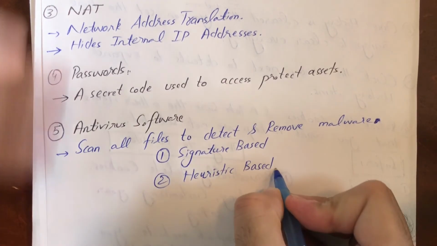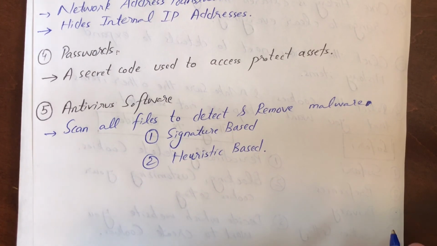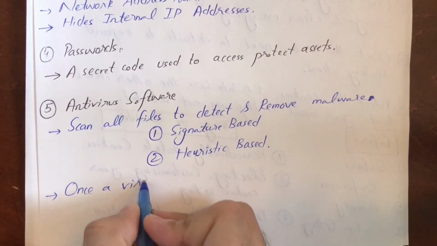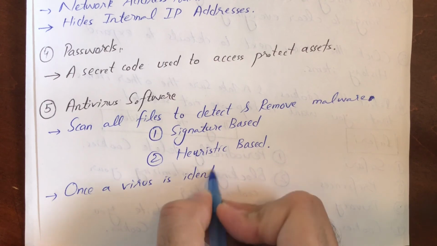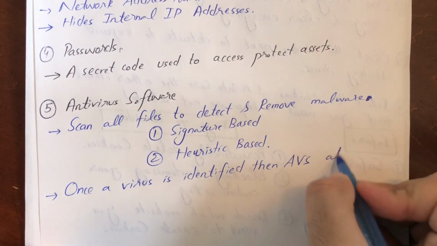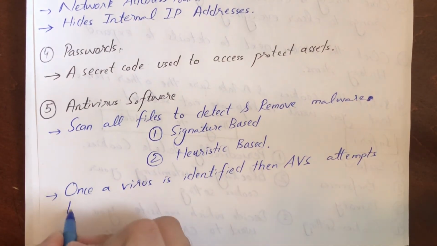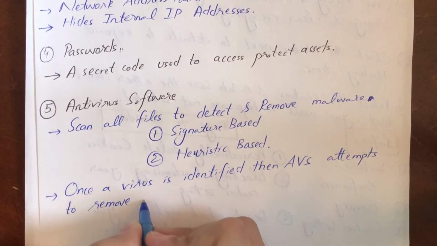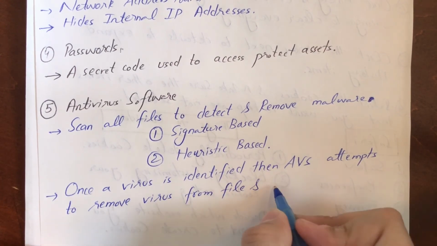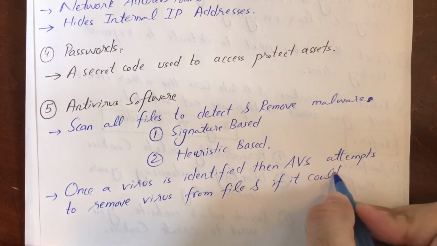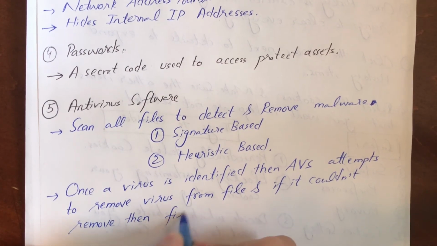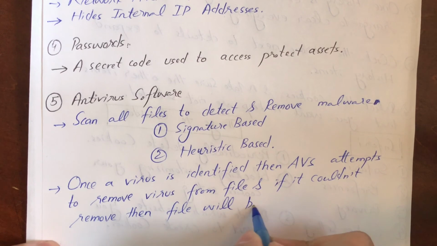Or it could be a heuristic based approach, anomaly based. Very important thing to remember in antivirus: once a virus is identified, the antivirus system attempts to remove the virus from the file, and if it could not remove it, then the file will be quarantined.